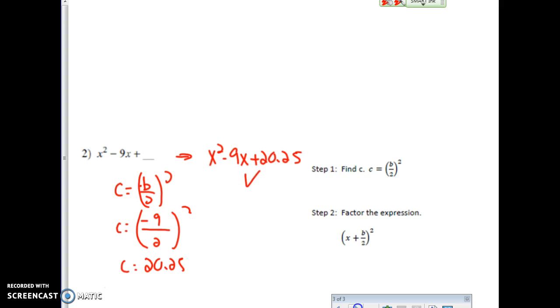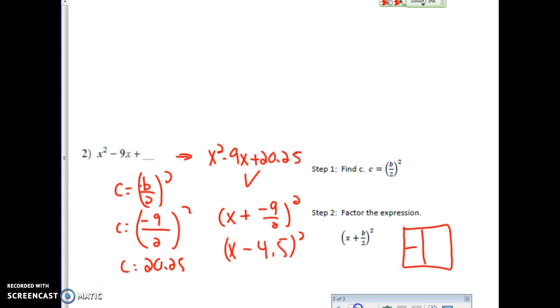So step 1, I got that done. Now I just have to factor it, and the factored form would just be x plus b over 2, which is negative 9 over 2, squared. So I get (x minus 4.5) squared. Just to show you guys that I'm not making this up, you do not have to do this, I get x squared minus 4.5x minus 4.5x plus 20.25. So that does check out.